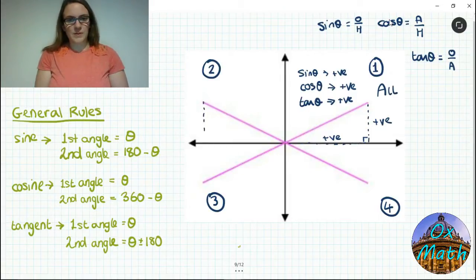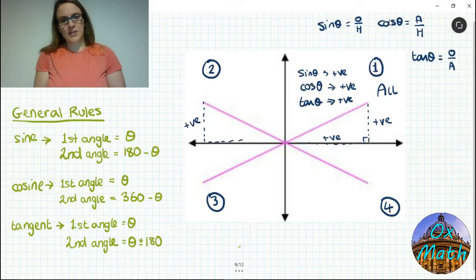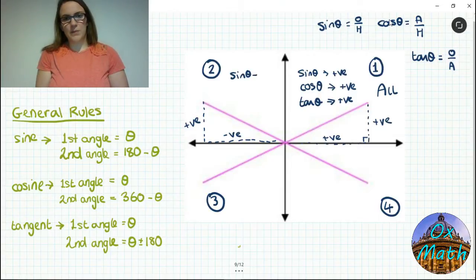In the second quadrant, the opposite again is positive, but the adjacent this time is negative. So when we do the opposite over the hypotenuse, the opposite is positive. The hypotenuse in all of these quadrants is considered to be positive, so the sine of the angle is positive. Cos, which is the adjacent over the hypotenuse, would be negative then, because the adjacent is negative. And tan, which is the opposite over the adjacent, and positive over negative, so is negative.